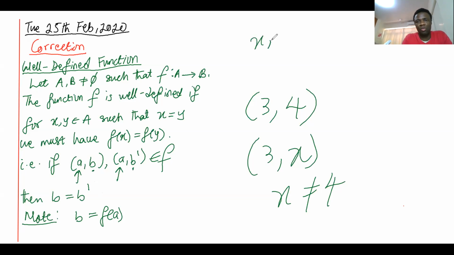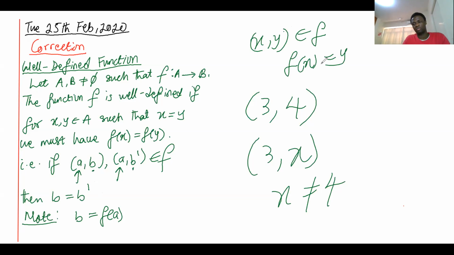So if I write xy belongs to f, it simply means f of x is equal to y. Does that make sense? It means f acts on x to produce y. Questions?